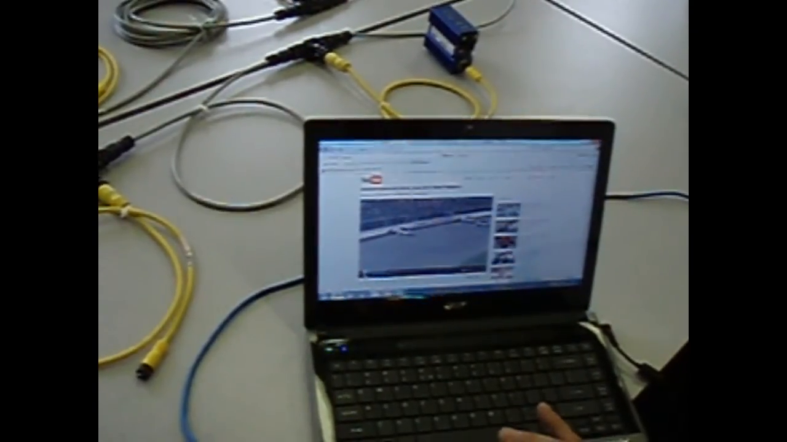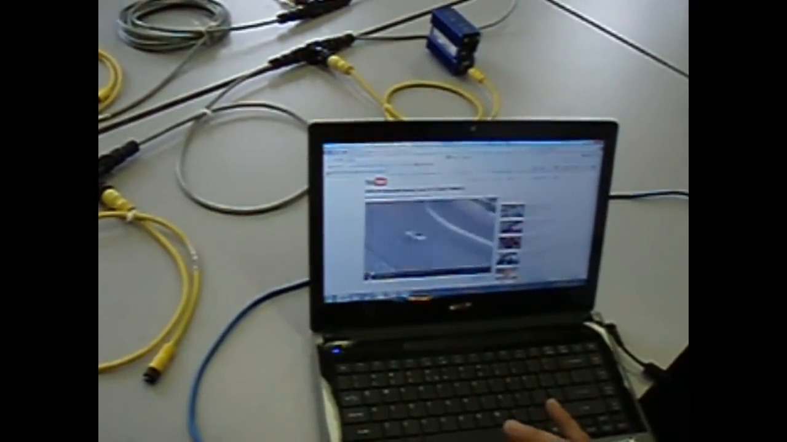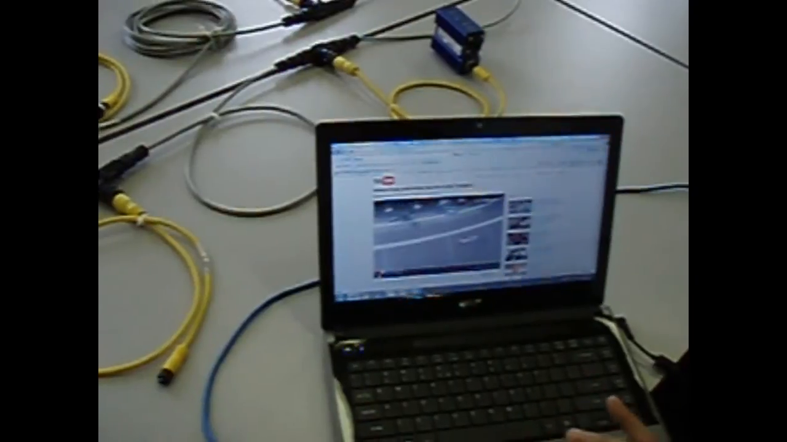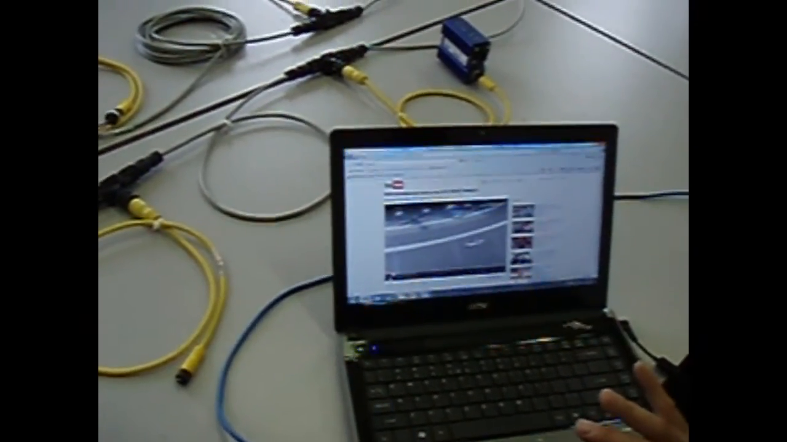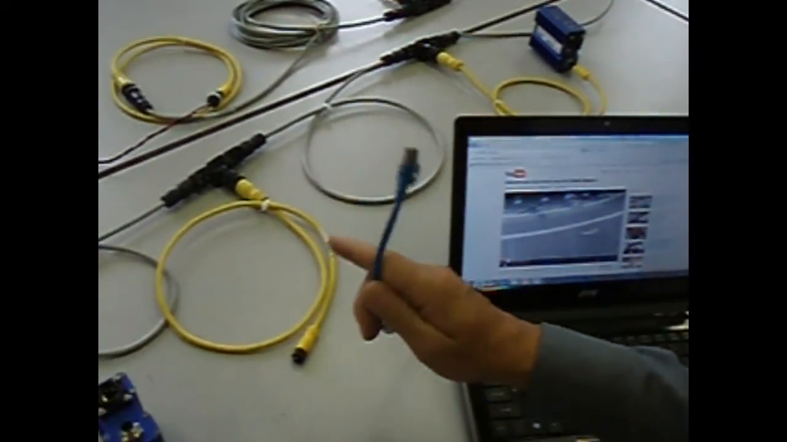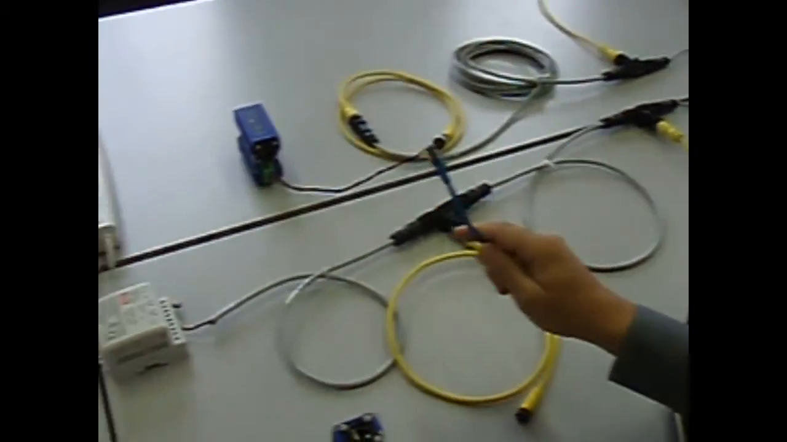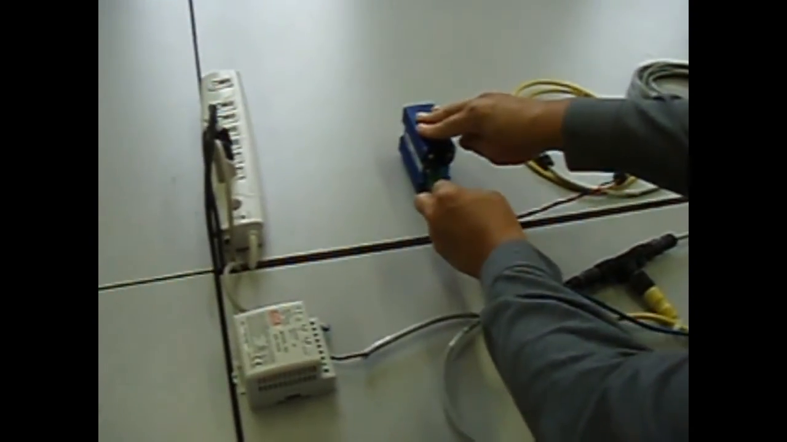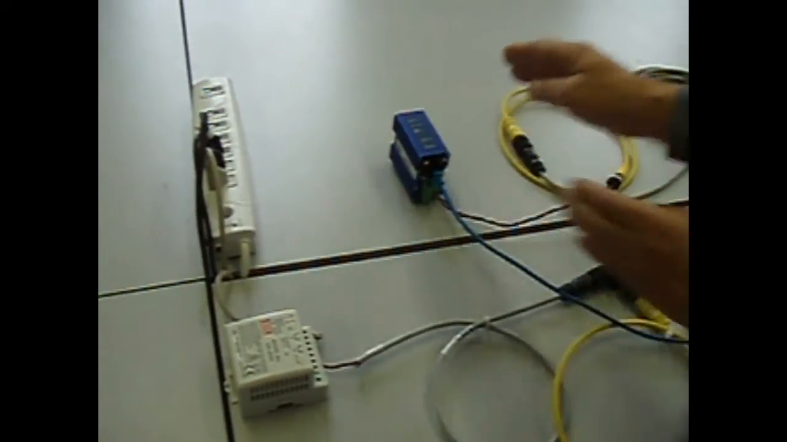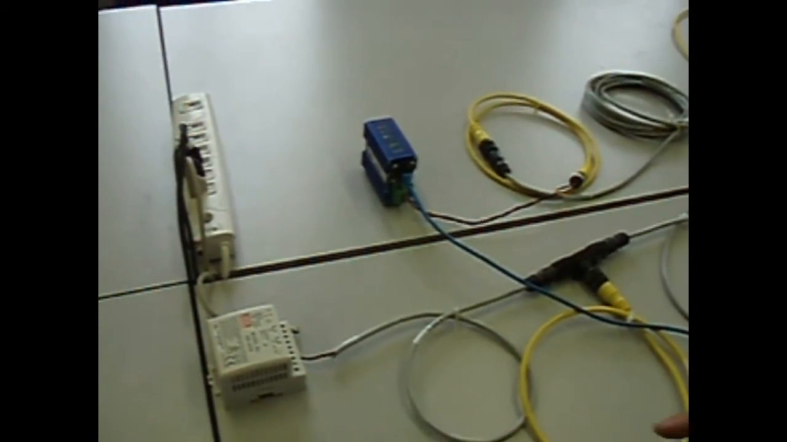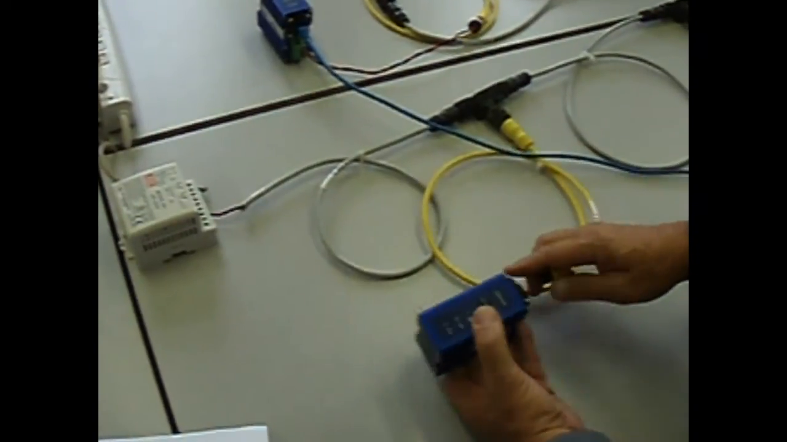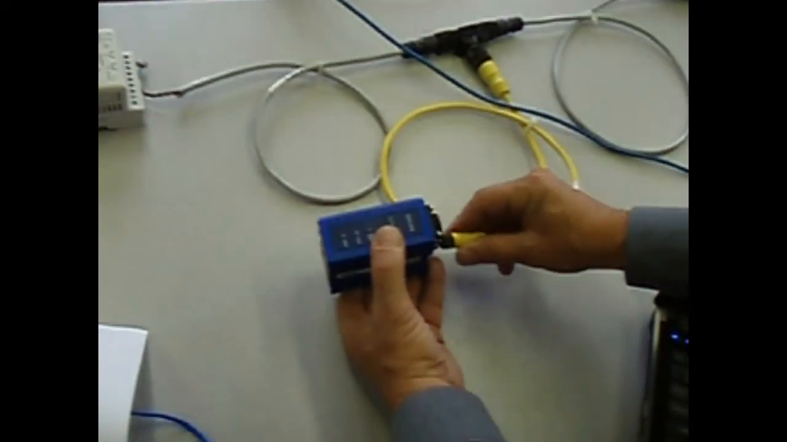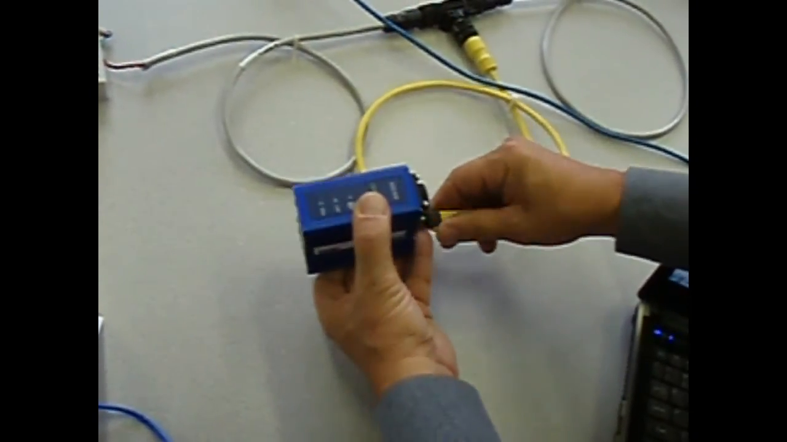Now what I'm going to do is stop this, and I'm going to take the internet connection and move it over to the Aboundi net bridge on this side. Now one of the very useful features of the Aboundi system is that I'm plugging it into the DeviceNet cable.